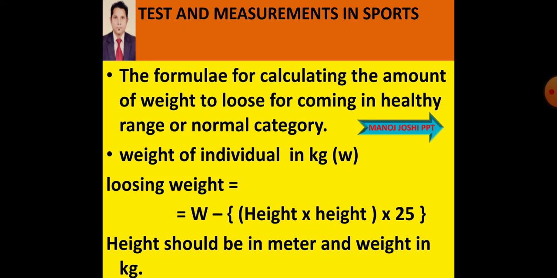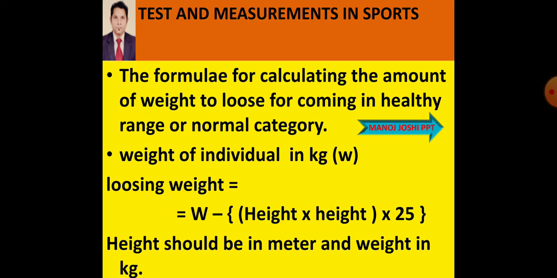Weight to lose equals body weight minus height into 25, where the height should be in meters and weight should be in kg. By this formula we can calculate the amount of weight that should be lost by the person to come into the healthy range or normal range.